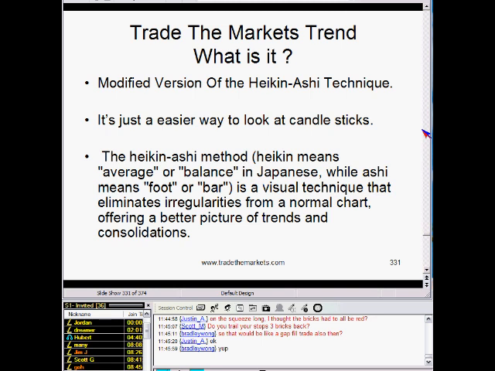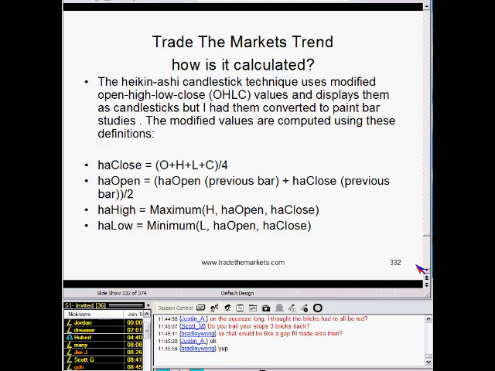Alright. Trade the market's trend. What is it? You want to help me pronounce this word, big man? It is a modified version of the Heikin-Ashi. It's just an easier way to look at candlestick charts. Alright, so what it is, it means balanced or average. And I'm going to give you the Kentucky version. Here's the formula for calculating it on page 332.